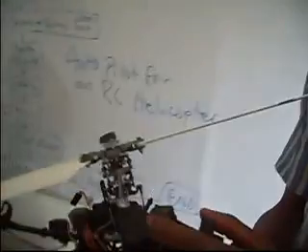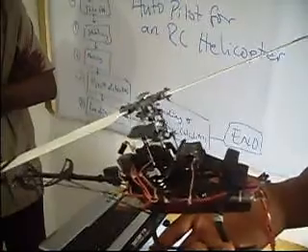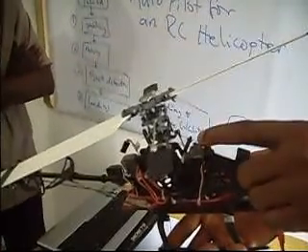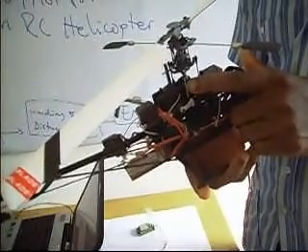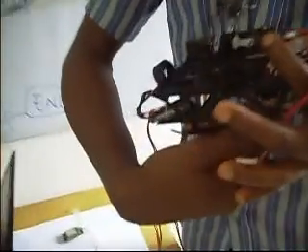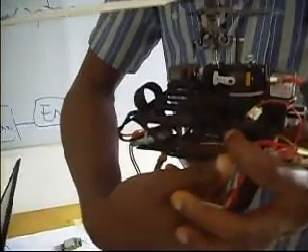Now we have the elevator servo. You can see it moving the swash plate, tilting the swash plate up or down. Then we have the aileron servo also making its full sweep. We have this one also making it sweep. Just to show you that these things were built to work independently, but we modified them to make them move together for the banking movement.